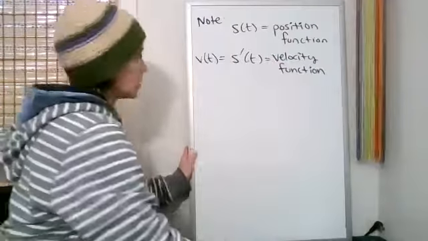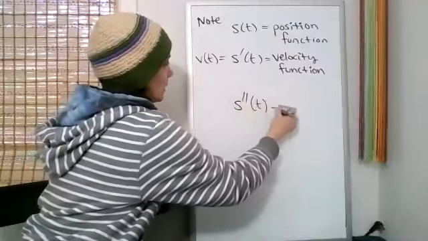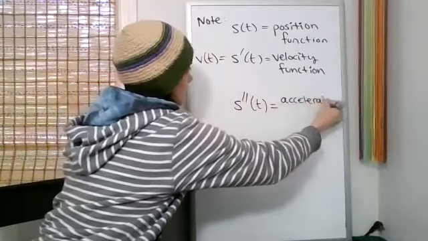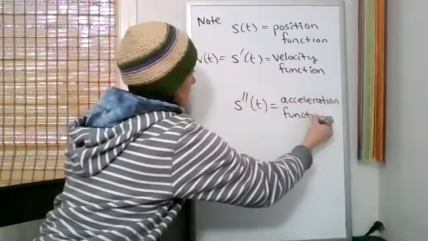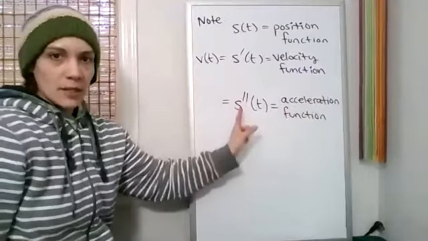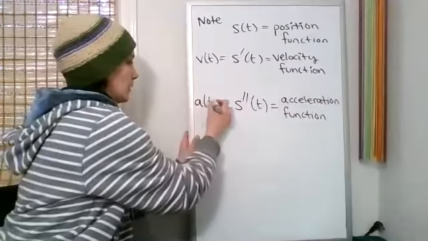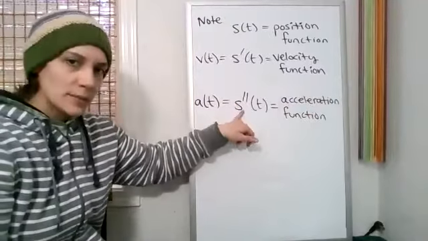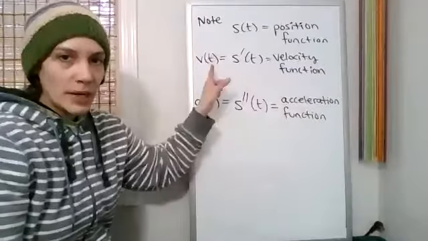But soon-ish, we'll have s double prime of t, and that will be our acceleration function. And for acceleration, we call s double prime a. So a of t is the acceleration function, which will be s double prime of t. And that's coming later. Let's go back to this.